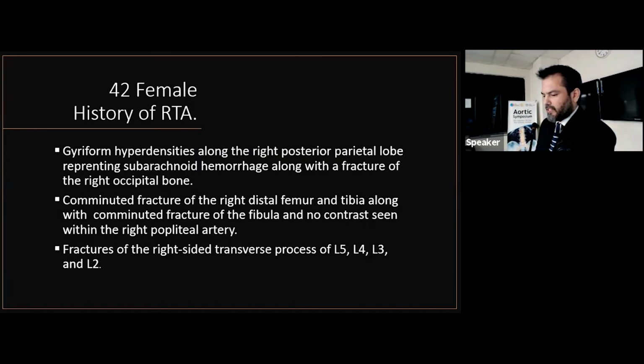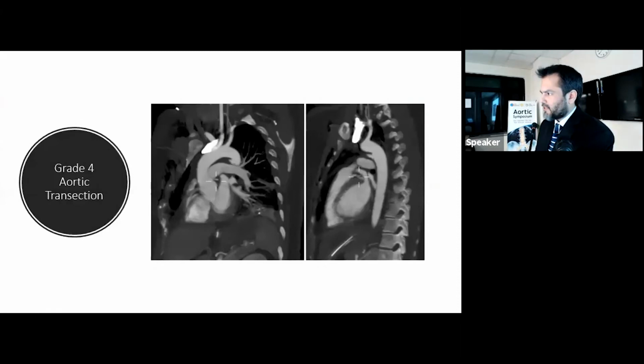So, a 42-year-old female, another road traffic accident. She's got some cerebral injuries, and she's got lots of other fractures, but I'm not interested in any of that. Okay, I am interested in the cerebral side of things because brain does come first, but after brain, it's the aorta that we're concerned about. And what I want to see in the report is grade 4 aortic transection, vascular consult, and then angiosuite.